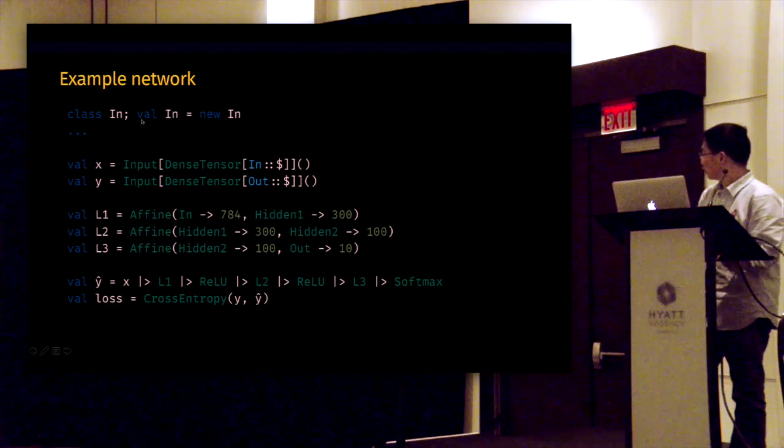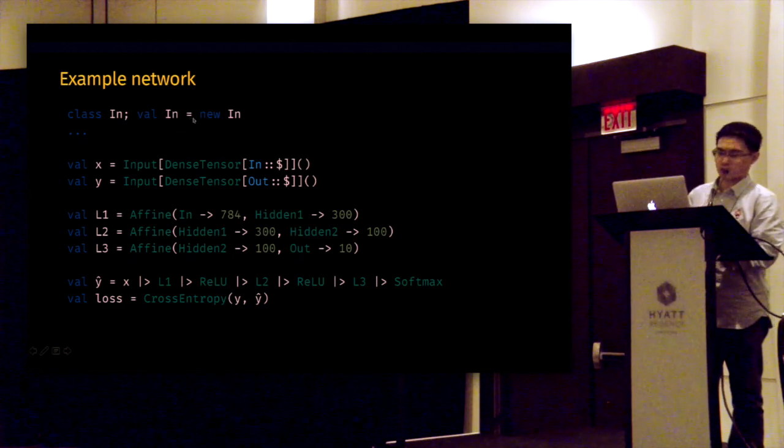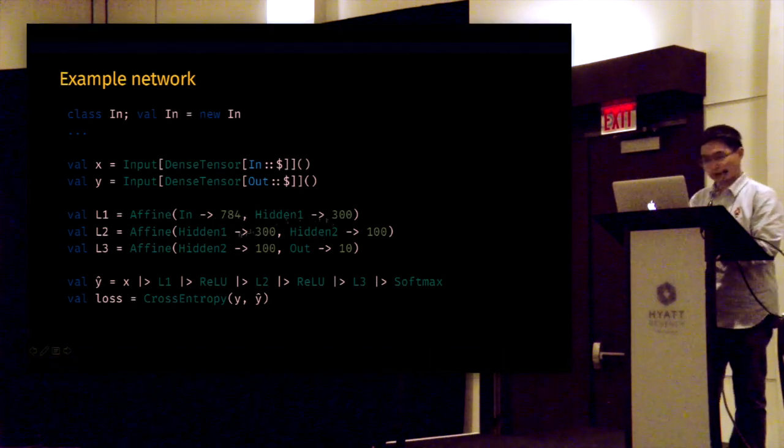So we just create a label, In. In is just a label, it's just a phantom type. We have one instance of it. X is the input of tensor In, Y is a vector of tensor Out. We have three neural layers that map from In to hidden, hidden 1 to hidden 2, and hidden 2 to Out, and these are the numbers of dimensions.